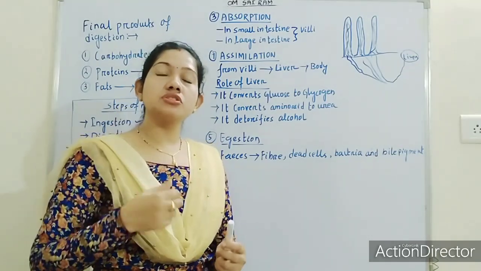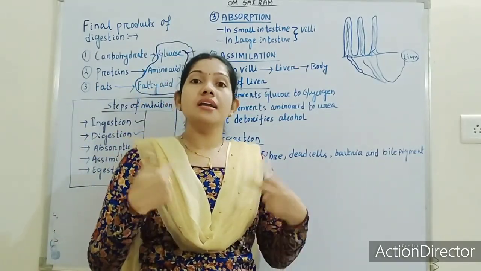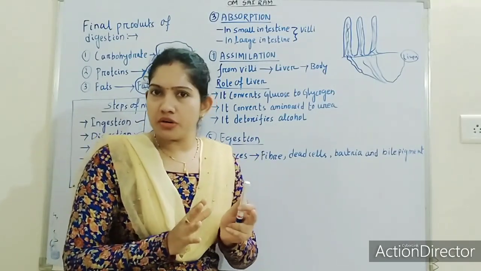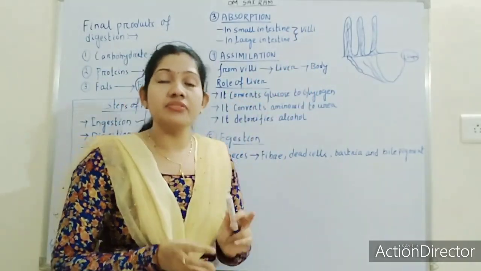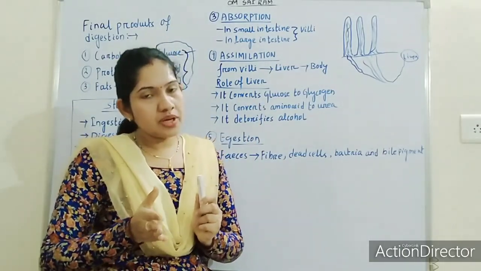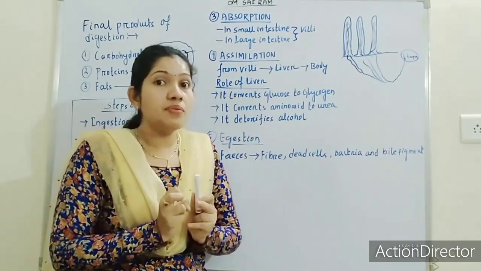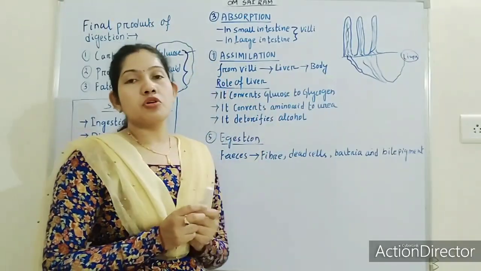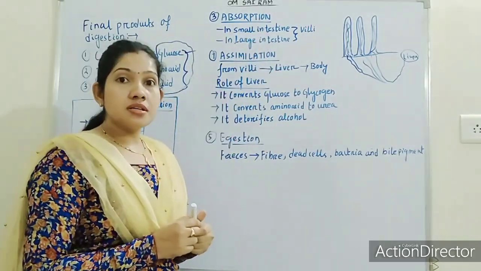Understood? The digestion process stops in the small intestine. After completion of digestion, the next step is absorption, and in absorption, villi play a very important role in absorbing the digested nutrients. Then they send the absorbed nutrients to the liver. Now the next process starts, which is known as assimilation. So where does absorption take place?